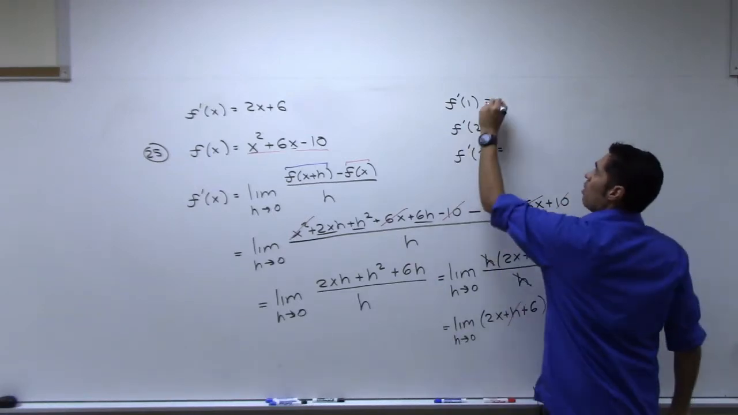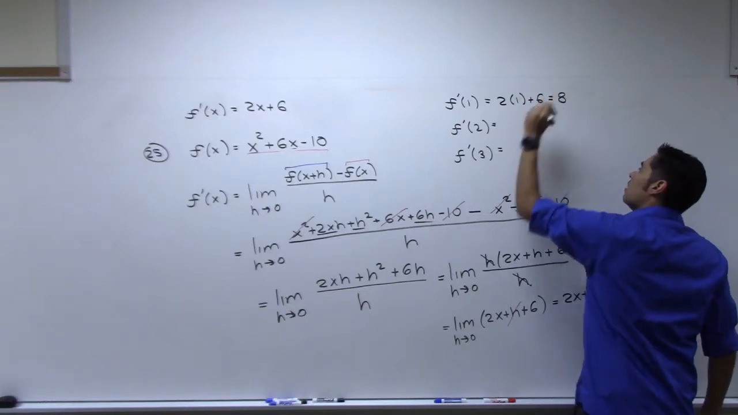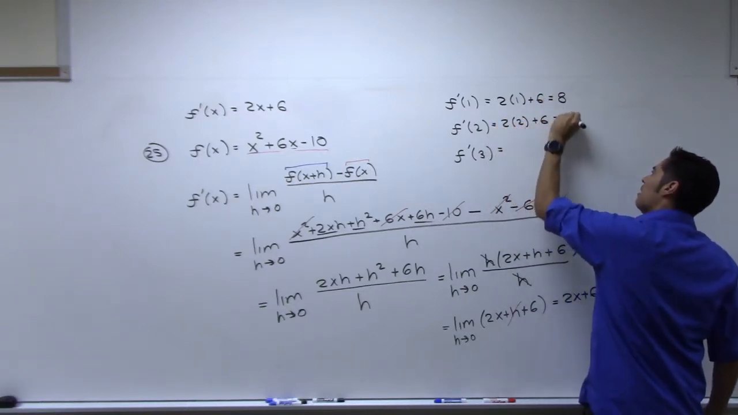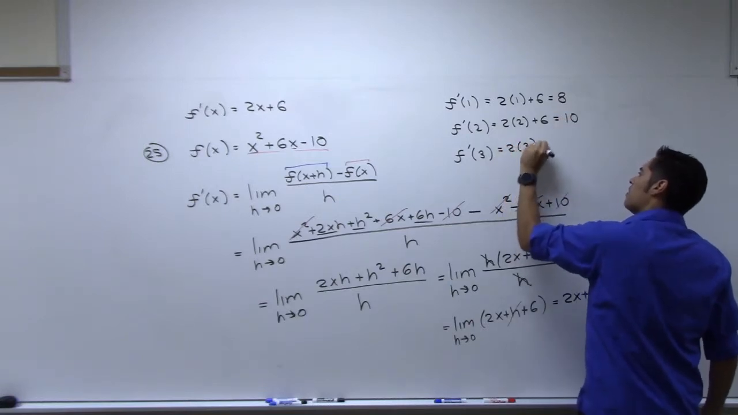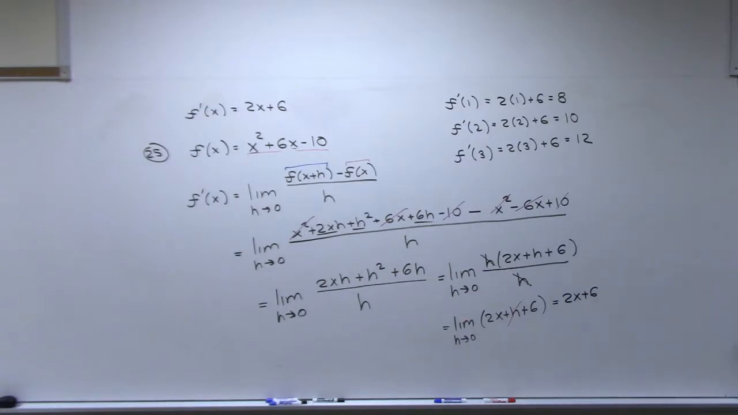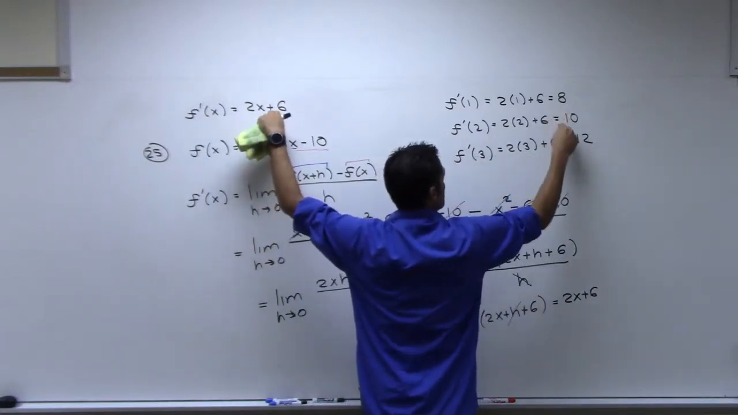And so I'm just going to plug 1 into the derivative. 2 times 1 plus 6, that's 8. 2 times 2 plus 6, that's 10. Then 2 times 3 plus 6, that's 12. There we go. So our answers for the problem are this, this, this, and this.